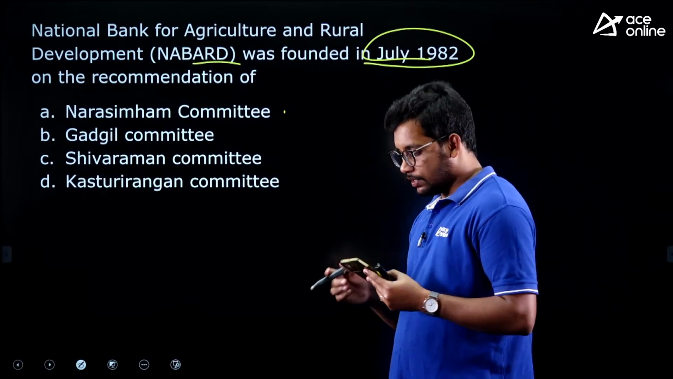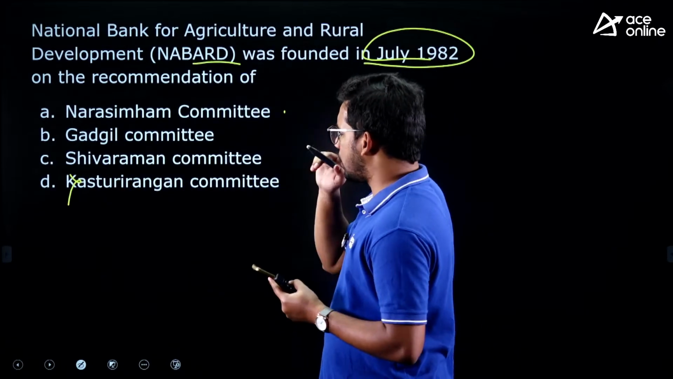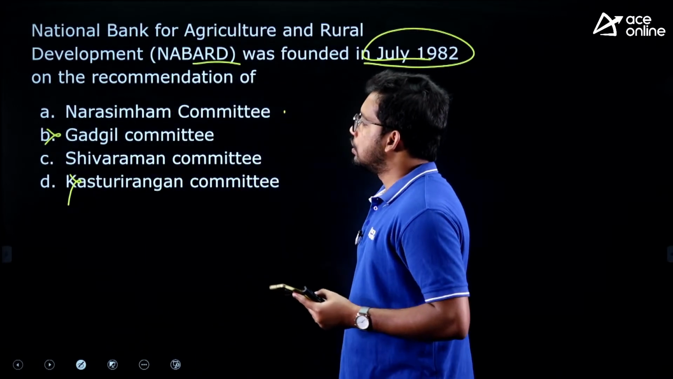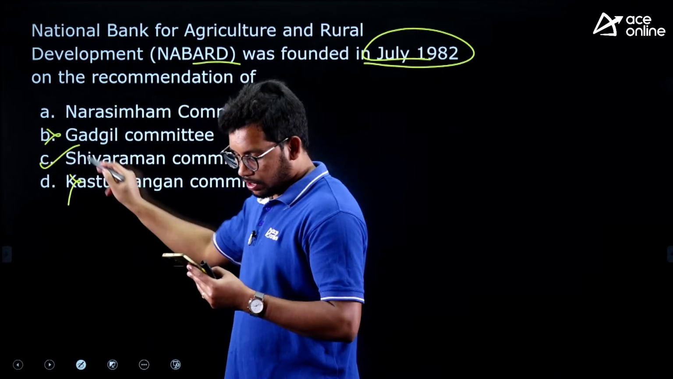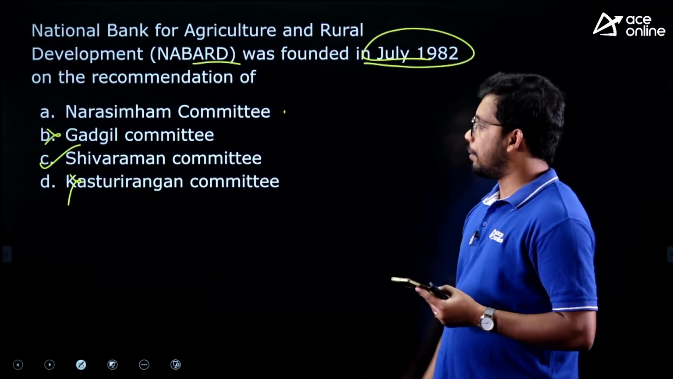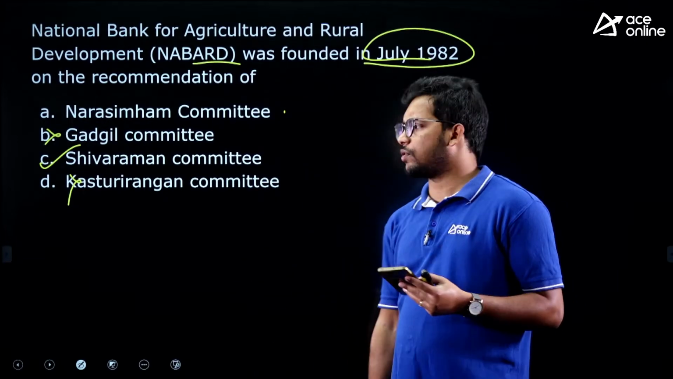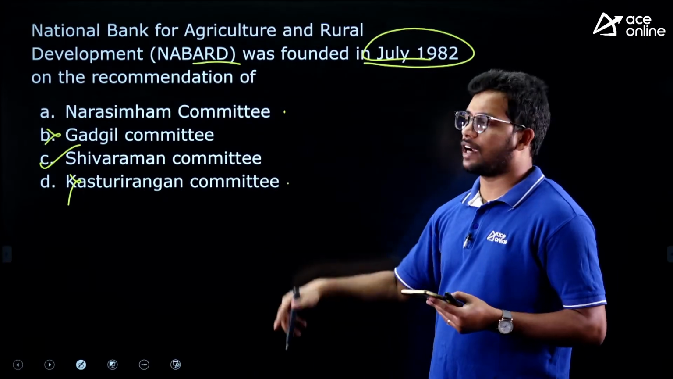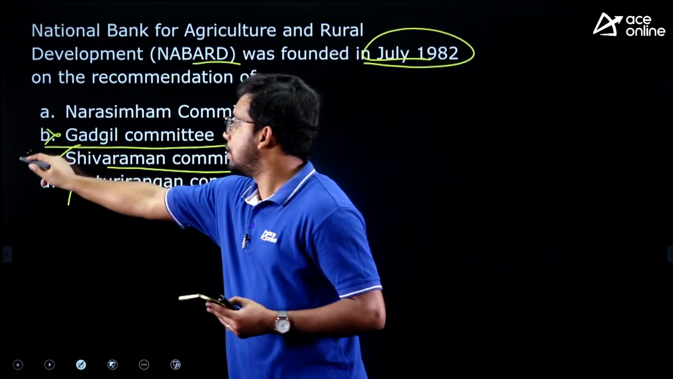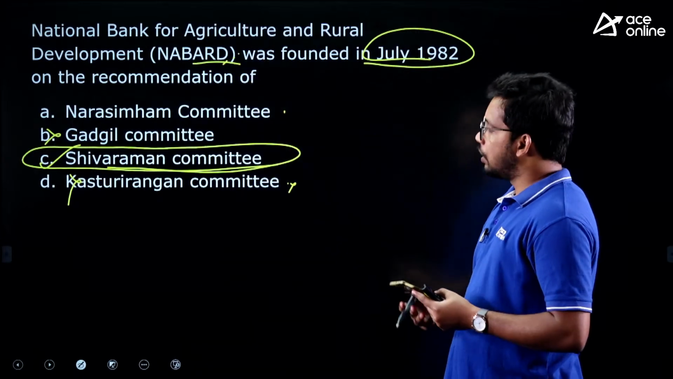Does anyone know this fact? Kasturi Rangan you can eliminate, this is related to education. Gadgil Committee was for the first five-year plan, this is also wrong. So it was formed on the recommendation of the Shivaraman Committee. Kasturi Rangan Committee was recent, on education, and there was also an environment report. This was intentionally added by me, so it is not the answer. NABARD is very, very important, right? So the answer is C.